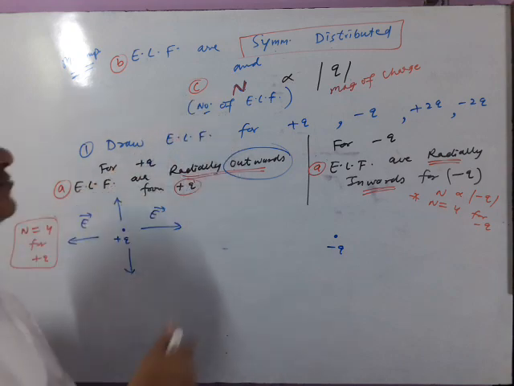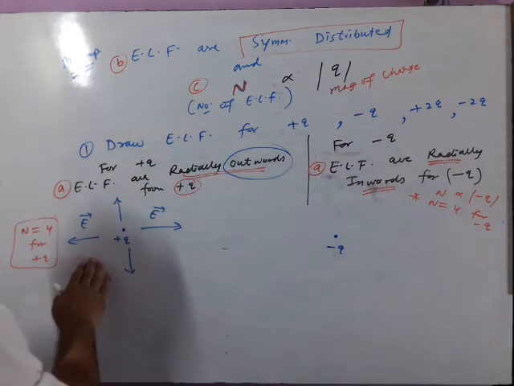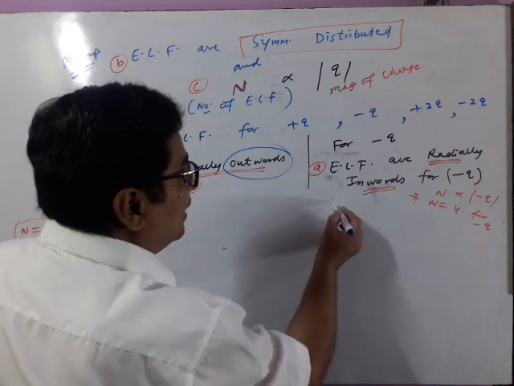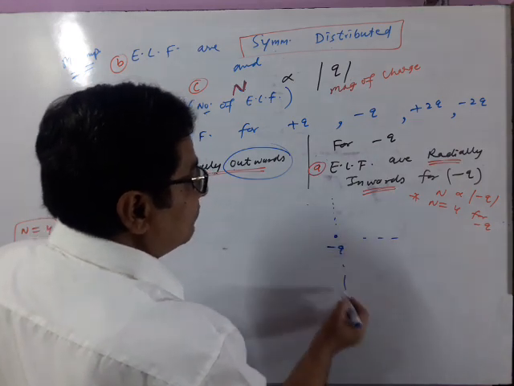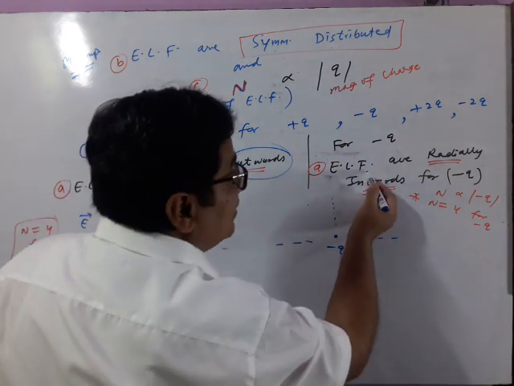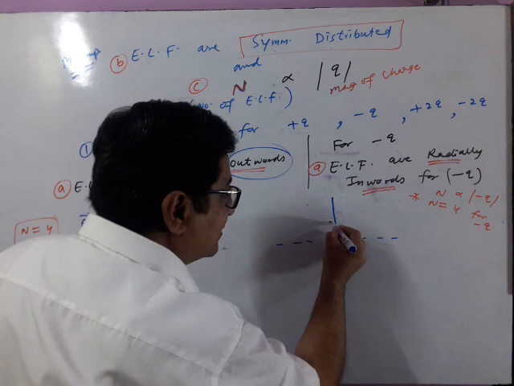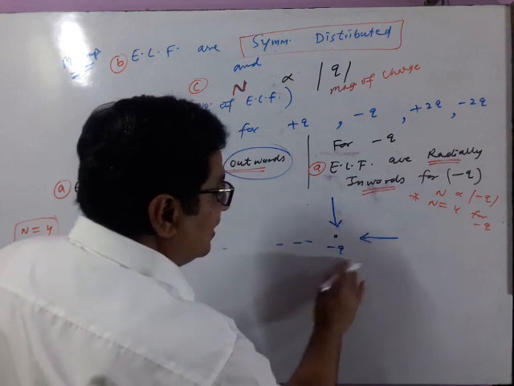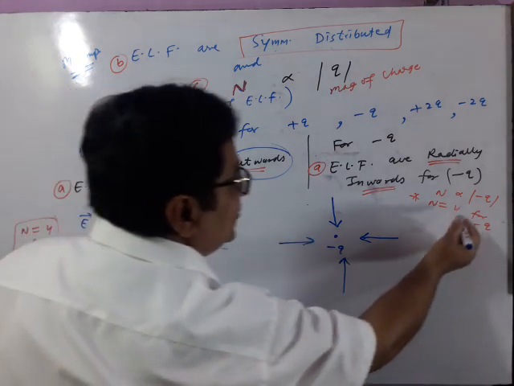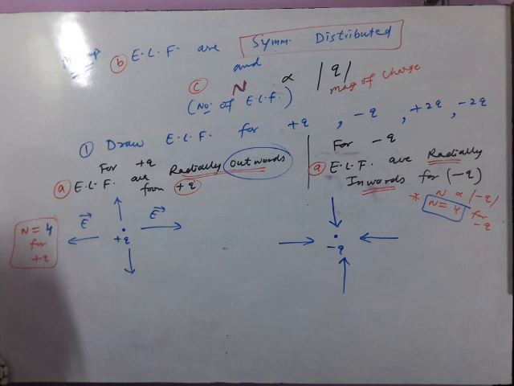Number of electric lines of force is directly proportional to mod of charge. Their magnitudes are equal. So you will show it like this. 4 lines. Number 1. Number 2. Symmetrically distributed. Number 3. These are radially inwards for minus Q. You show it like this, towards negative charge as well as symmetrically distributed, as well as 4 lines as taken for positive charge.